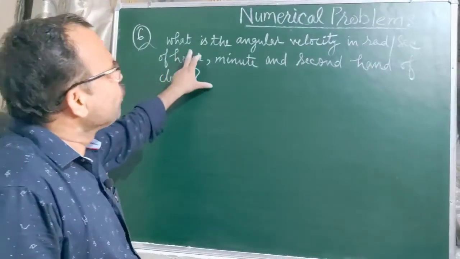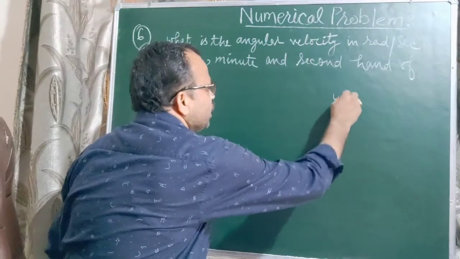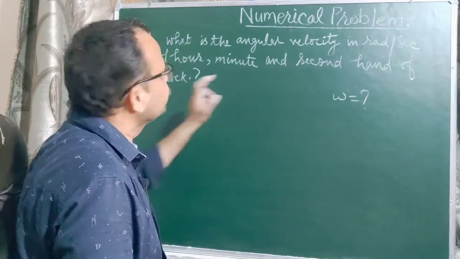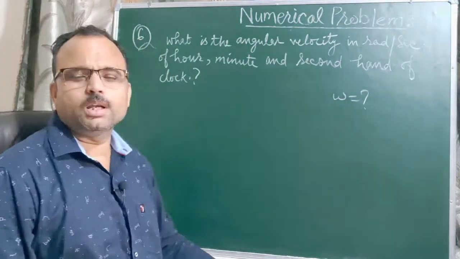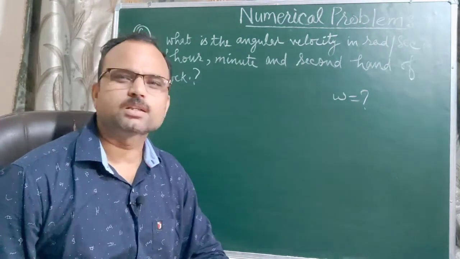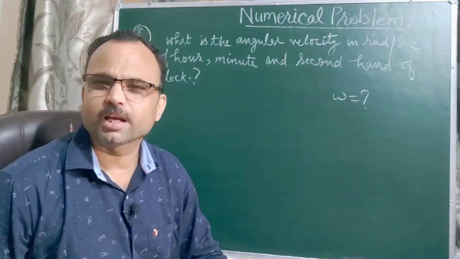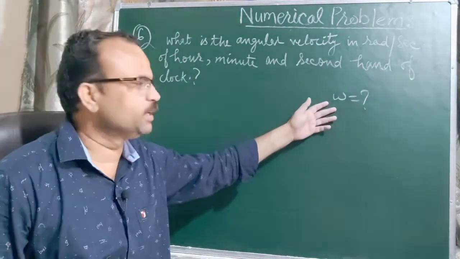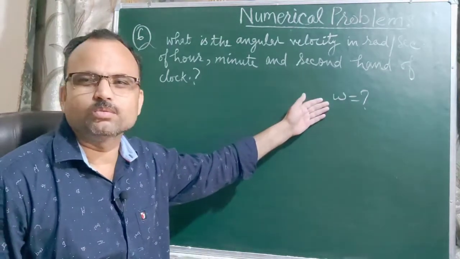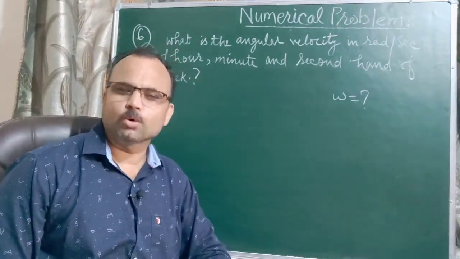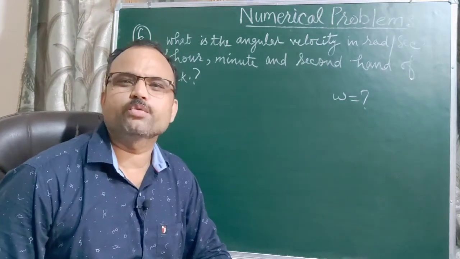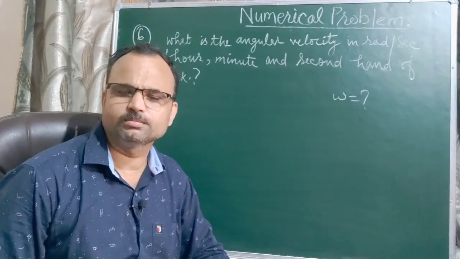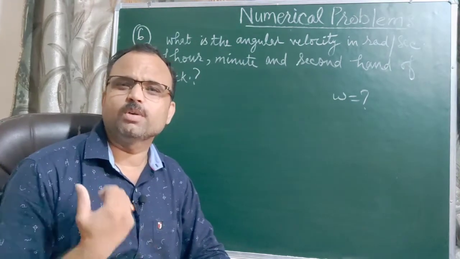Now the next problem. What is the angular velocity, means omega equal to question mark, of the minute and second hand of a clock. In our wristwatch there are 3 types of hands: minute hand, second hand and hour hand. We have to calculate the angular velocity of each hand. So to calculate the angular velocity, first we should know what is the time period of each hand of a clock. So do you know what is the time period of the second hand? Means how much time it will take to complete one revolution.